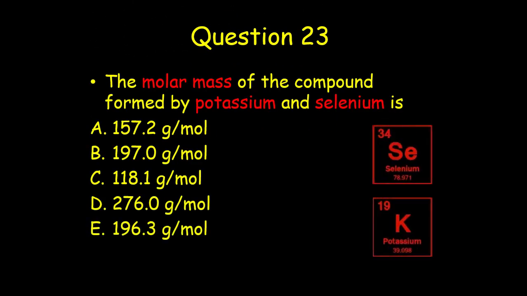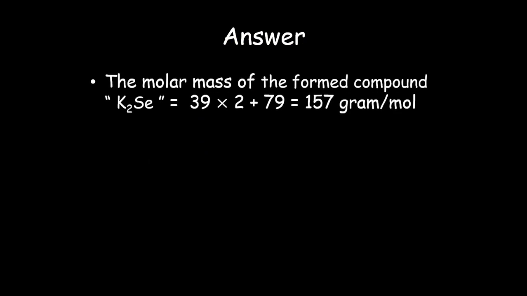The molar mass of the compound formed by potassium and selenium is 157.2 grams per mole, 197 gram per mole, 118.1 gram per mole, 276 gram per mole, 196.3 grams per mole. So the compound formed is K2Se, whose molar mass equals 39 times 2 plus 79, equal to 157 grams per mole. So the answer is A.